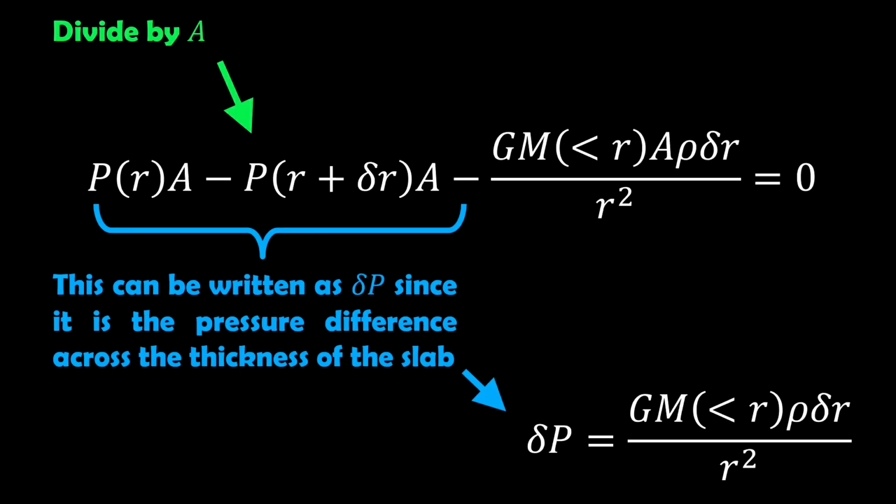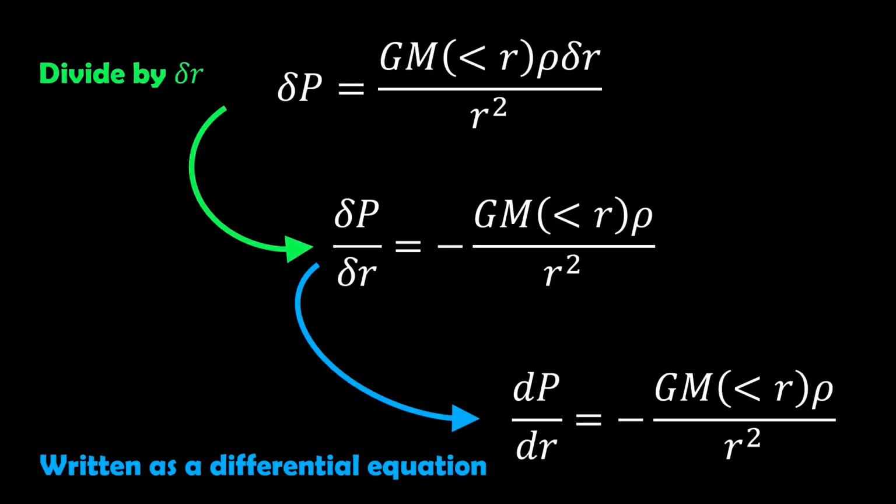Now, what we can then do is divide by A, and we can rewrite that as the difference in pressure across the slab. So we can write that as delta P, which is the change of pressure across the thickness of the slab. So we can rewrite it at the bottom like that instead. Also, we're going to equate the change in pressure with the gravitational force, so we've got that expression at the bottom there for the change in pressure.